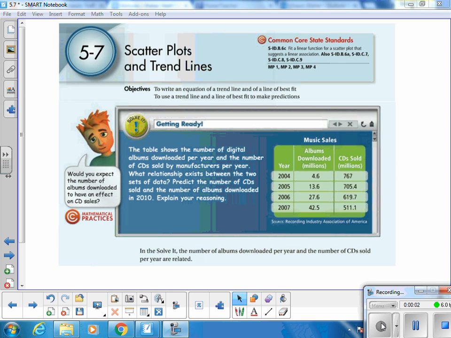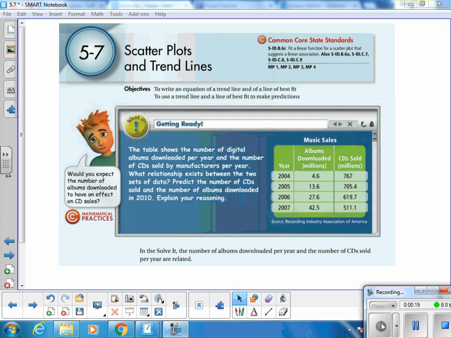Let's continue our journey looking at linear functions in section 5.7, scatter plots and trend lines. Our objectives today are to write an equation of a trend line and of the line of best fit, and secondly, to use a trend line and a line of best fit to make predictions.